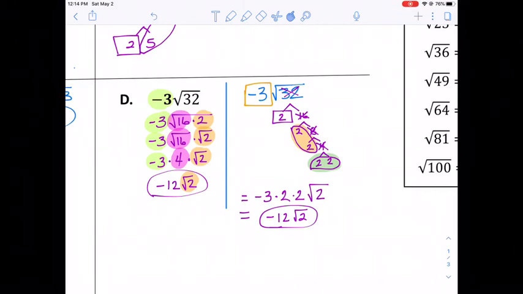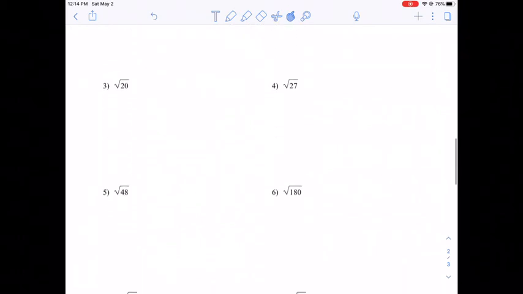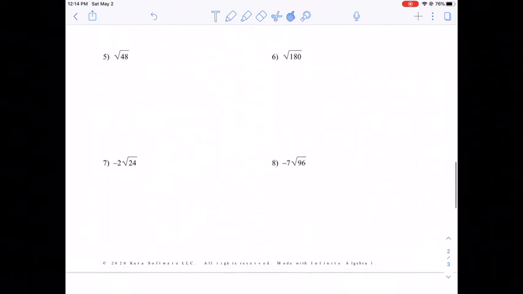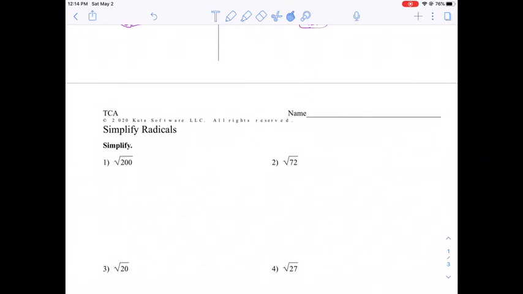I do ask you to show the work as you do the problems on the next page. There are 8 problems to do. Show your work and put those in simplest radical form.